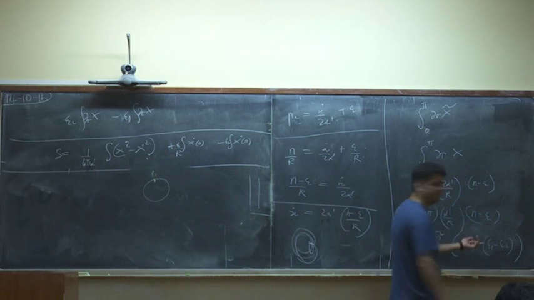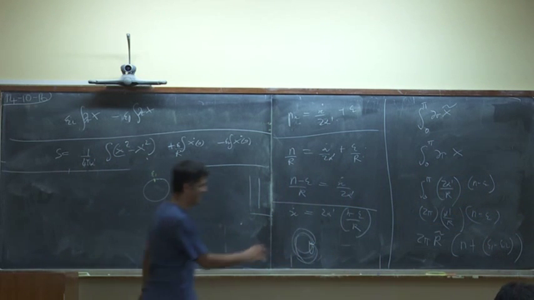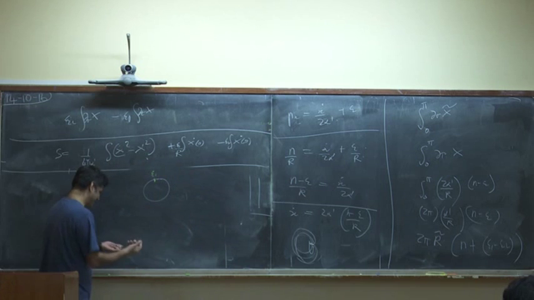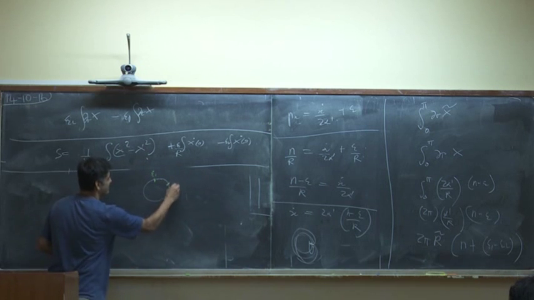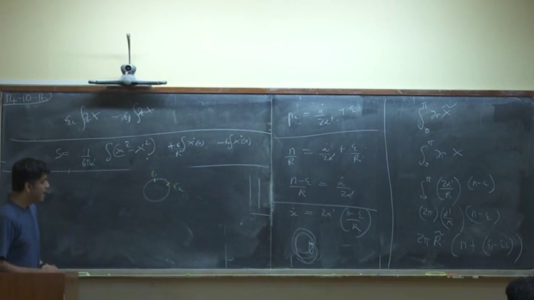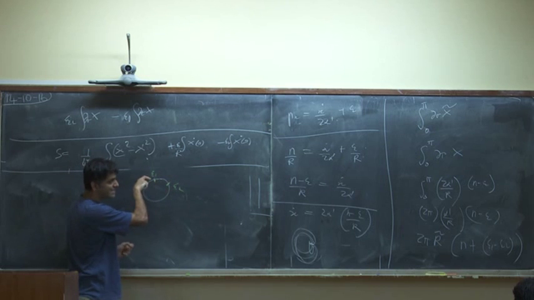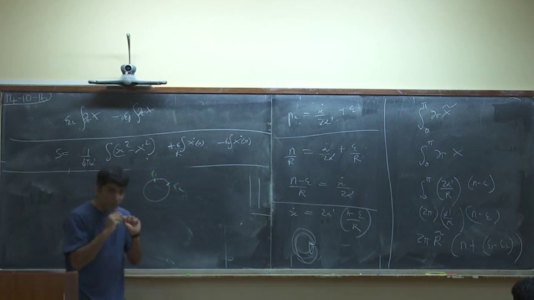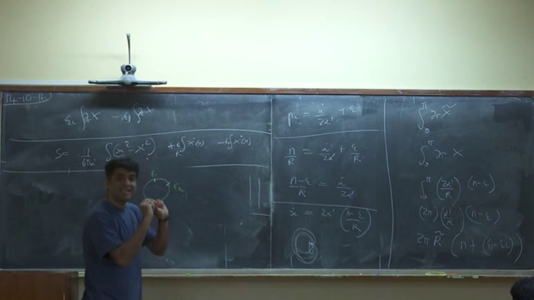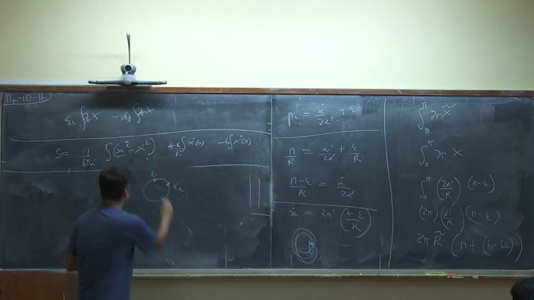I'm going to flip the sign arbitrarily. Sign this: zeta 2, zeta 1. It doesn't matter, right? Zeta 1, zeta 2. Now let's look at n equals 0. That is telling you that as you go from 1 to 2, x is extending from zeta 1 to zeta 2.